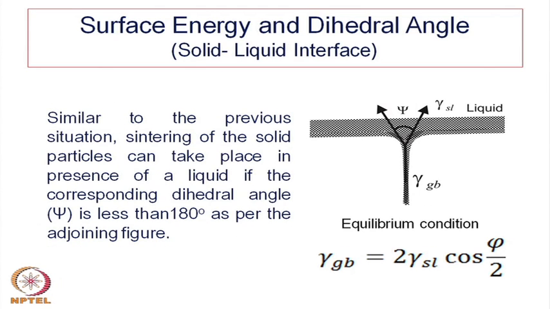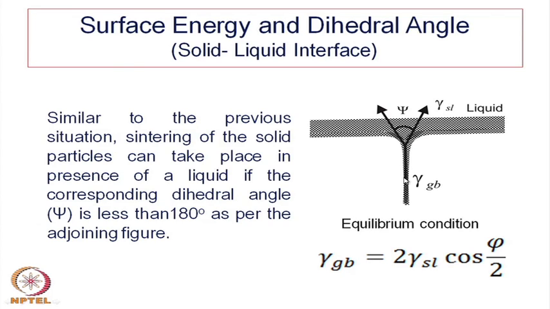If you have a liquid phase sintering, then the surface is not solid to vapor, here is solid to vapor, but there is a solid to liquid interface, because there is a pool of liquid present, and that liquid is in contact with vapor, but the vapor is not directly in contact with the solid of our interest. So, here also the same kind of conditions apply, and instead of phi we call it psi, and again the same condition applies here. Only thing, the surface energy term here is gamma SL, and gamma GB is the grain boundary once again.